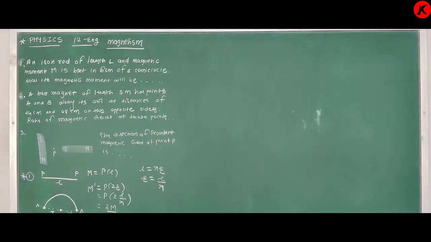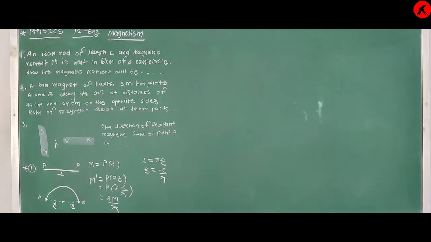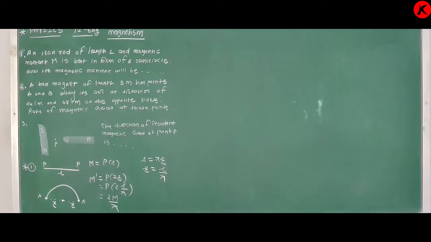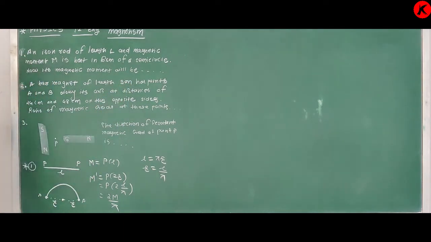What is the magnetic moment of this semicircle? Simple. Next question. A bar magnet of length 3 cm has points A and B along its axis at distances of 24 cm and 48 cm on opposite sides. Find the ratio of magnetic fields at these points. The length is actually 3 cm.